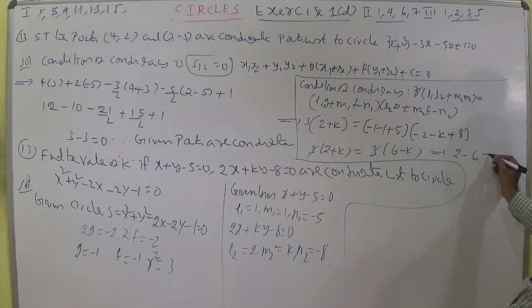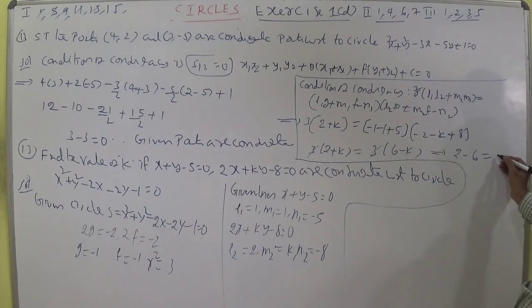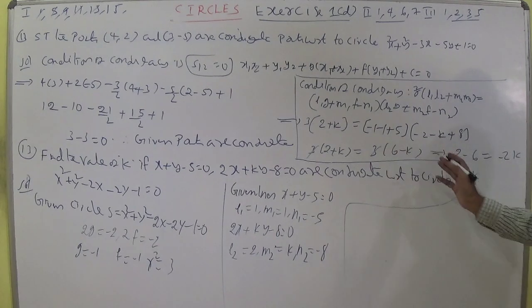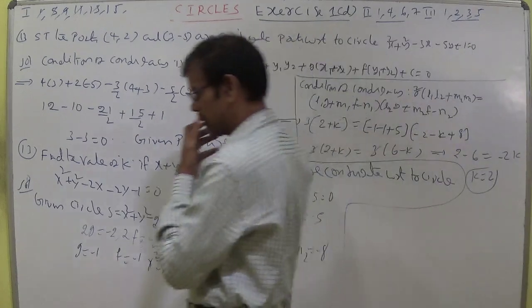So 2 minus 6 equal to, of course, K equal to 4, minus 2K. Okay, K is equal to, minus K taken this side, minus 2K, 2 minus 6 equal to minus 2K. So minus 2K is equal to minus 4, K is equal to 2.